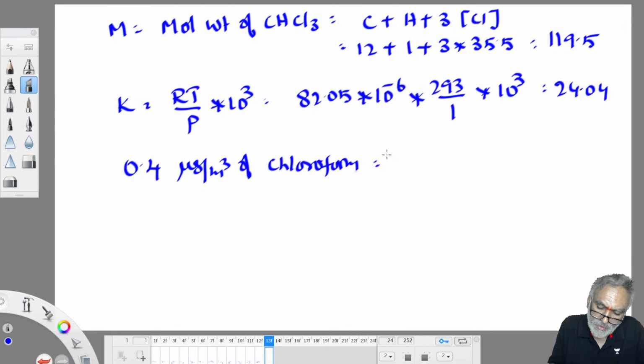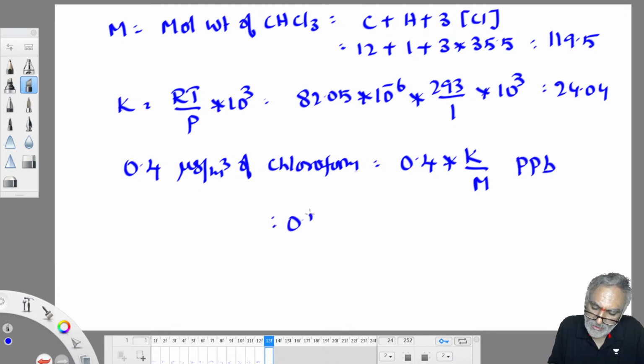Chloroform is equal to how many ppb? So 0.4 into K by M ppb. So it is equal to 0.4 into K value we got 24.05, M value 119.5 ppb. Come on, what is the answer?